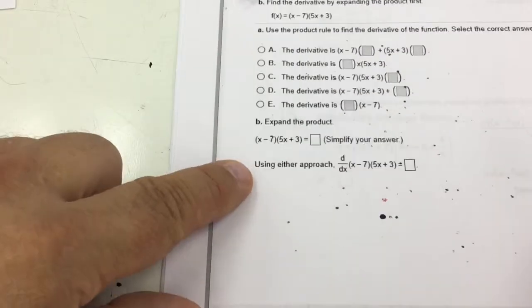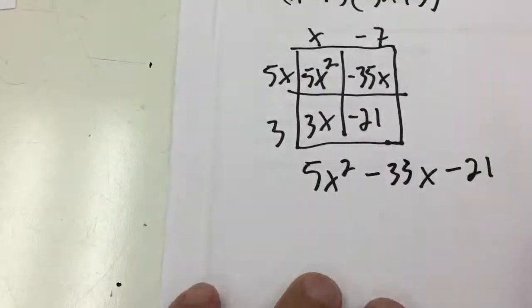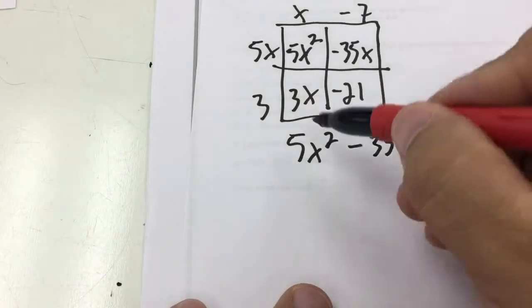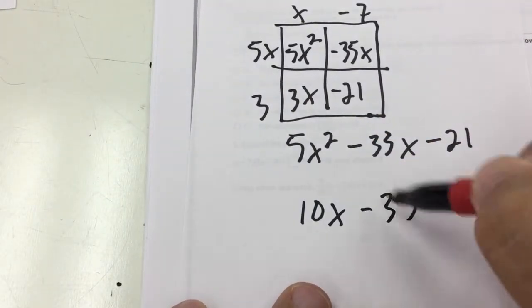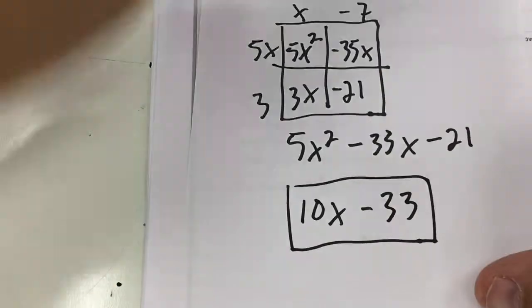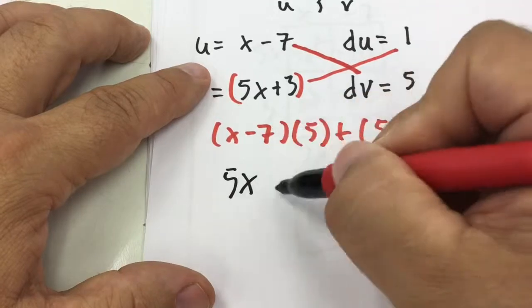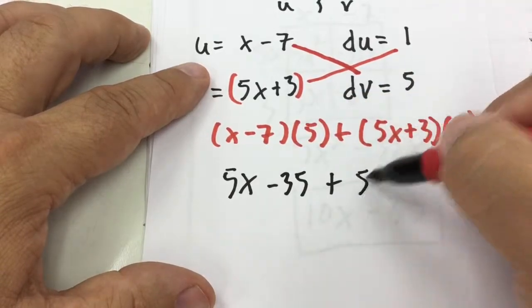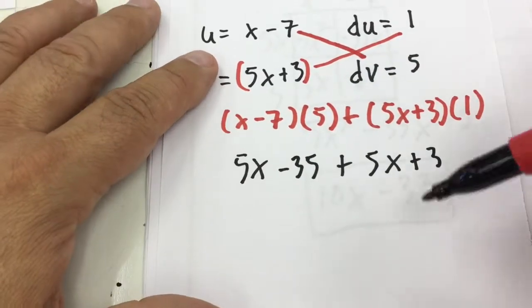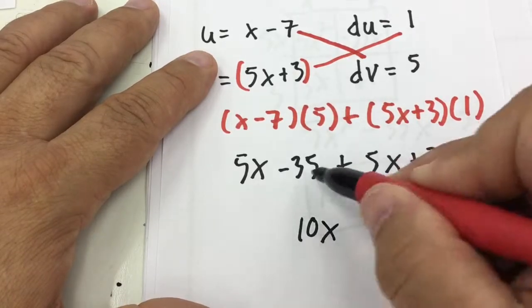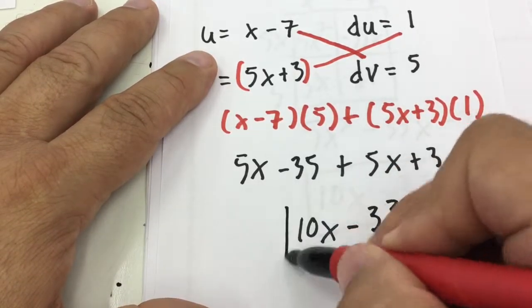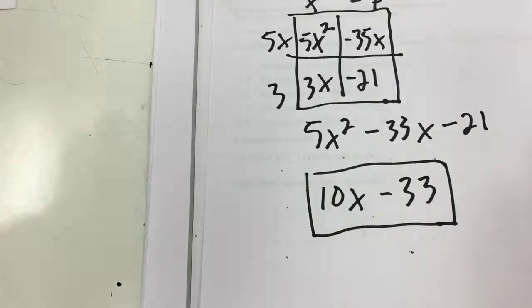The third part would say, find the derivative of that. So once I have that, I can find the derivative, and it's actually pretty easy. It would just be 10x minus 33. Now I could have arrived at 10x minus 33 with this, but only if I simplified it. So notice that would be 5x minus 35 plus 5x plus 3. And when I combine like terms, 5x plus 5x would be 10x. 3 minus 35 would be minus 33. So the derivative simplified is the same as the derivative after I FOIL it.